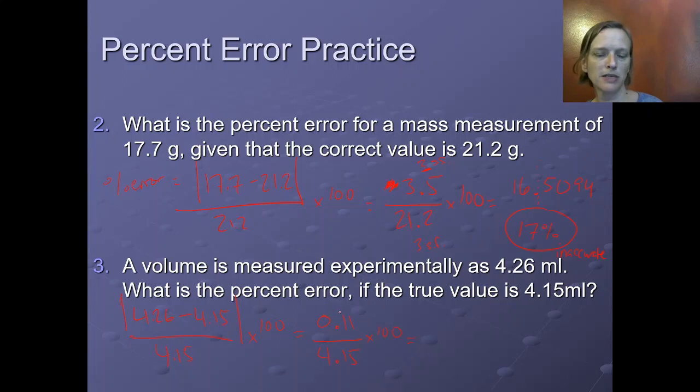Now I don't look at decimal places anymore, I look at number of sig figs. I've got 2 sig figs divided by 3 sig figs. So my answer needs to have 2 sig figs. So my calculator tells me the answer is 2.6506, but I need to round off after 2 significant figures, and I get 2.7%. This is very accurate, well under 10%. This is considered accurate.